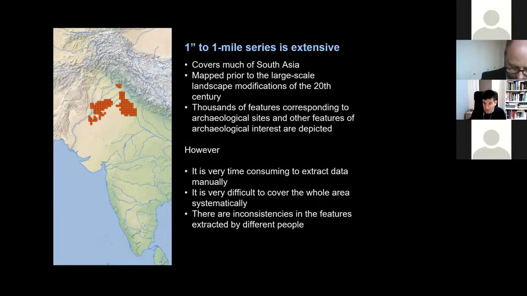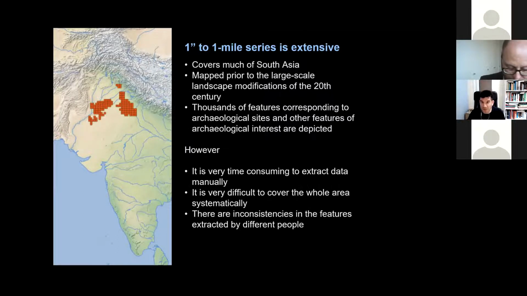However, it was impossible for us to extract data manually from all these maps. It would have taken lots of hours and lots of people. The scale is very big, the one-inch-to-one-mile series, and it takes quite a lot of time, and it's also very difficult to cover the whole area systematically. You need to create a grid and go systematically one cell by one cell, in order not to leave any feature. There are also inconsistencies in the features extracted by different people.